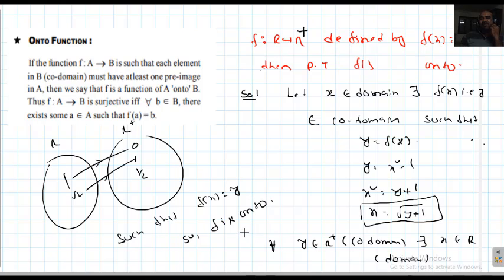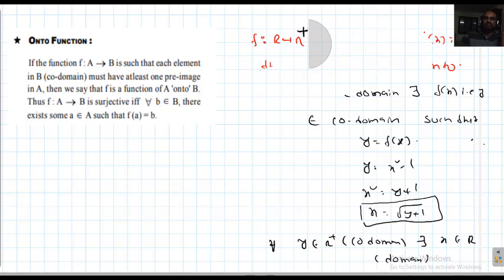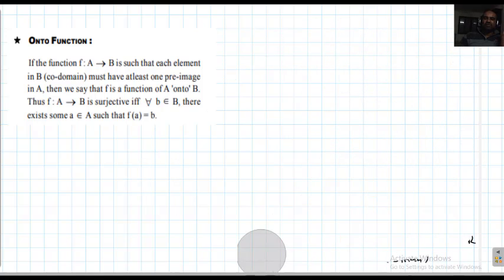Students, these are very difficult concepts. Checking onto and one-one is not at all easy. I took two examples: in one I proved f is not onto, and using the other example I proved that f is onto. The range of the function should be equal to the codomain, then the function is called onto. Okay. So observation, important note.